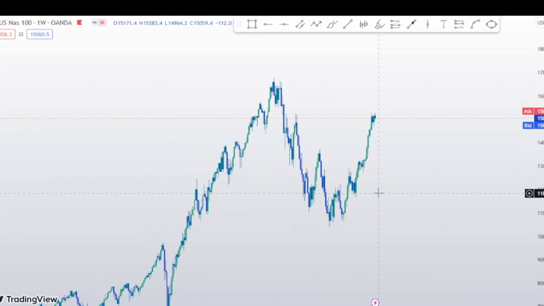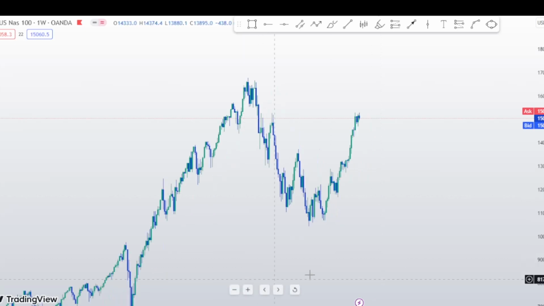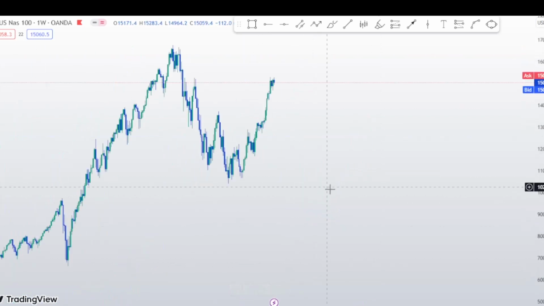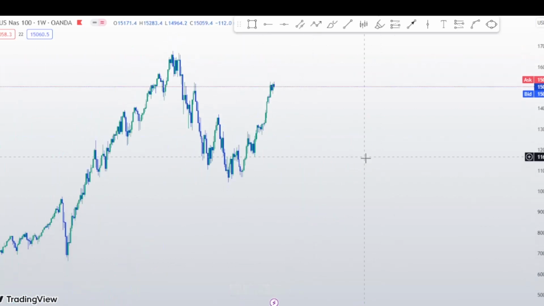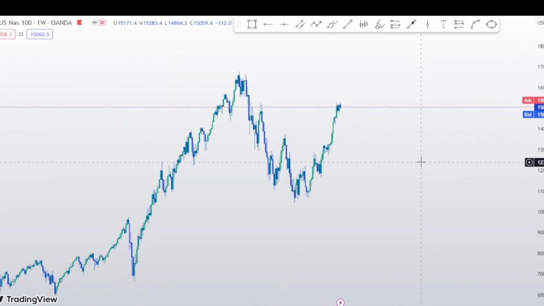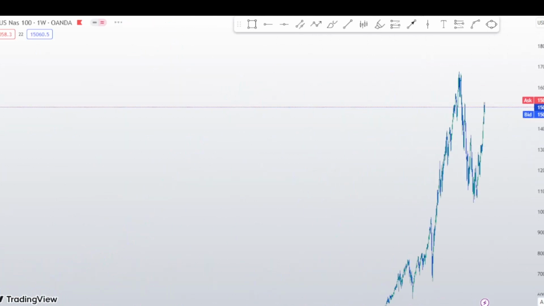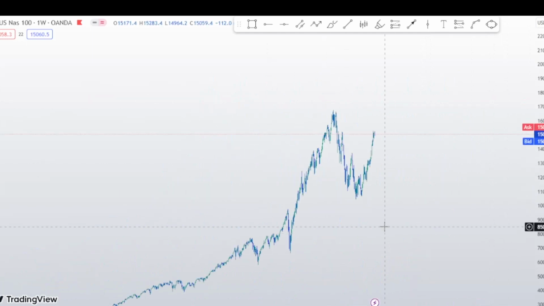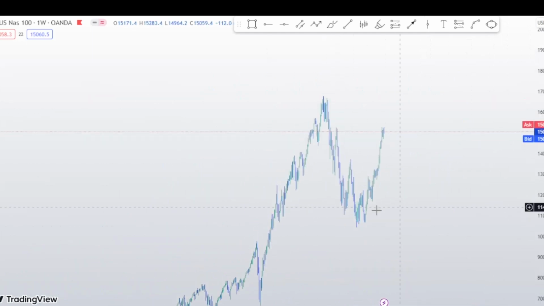As you can see, I have just removed everything. My chart is reset and all the drawings are removed. So the first thing that I'm going to do is zoom out. As you can see here, the market has been going up with highs and lows.